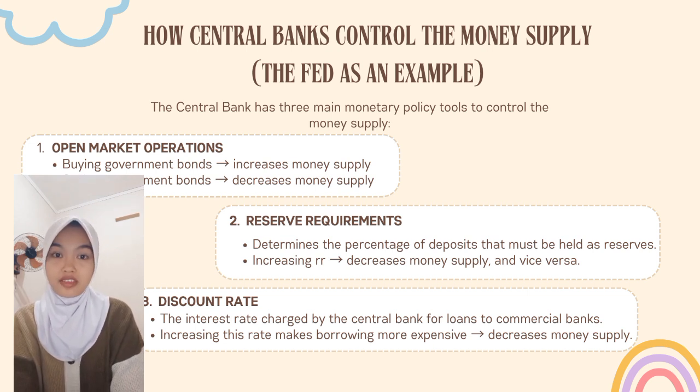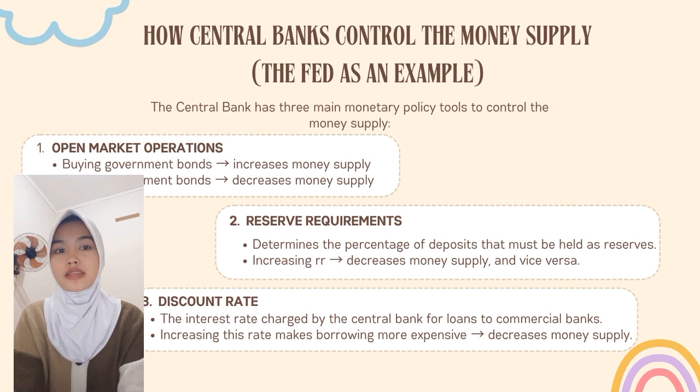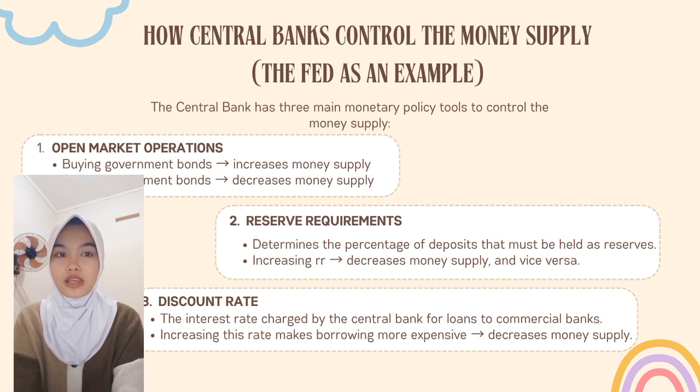And then, how do central banks control the money supply? To give an example, 1. Open market operation. Buying government bonds increases the money supply. Selling government bonds decreases the money supply.